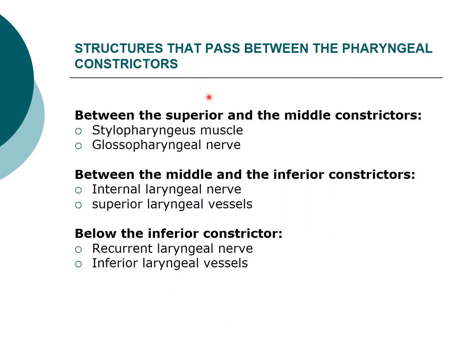Here is a summary of what we have spoken about now. These are the structures between the constrictors. You can just know two structures in each gap. There are more than two structures, but this is enough for you as an undergraduate student.